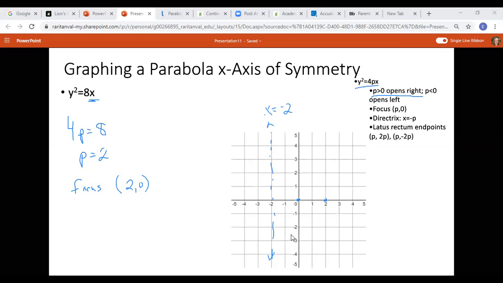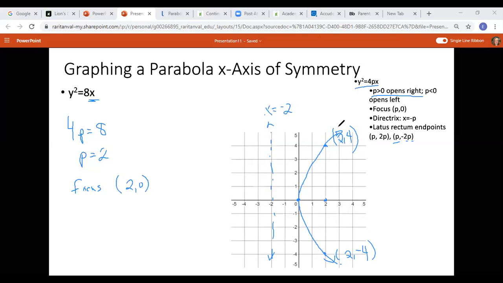Okay, and now we want the 2 endpoints of our latus rectum. p is 2, so 2p is 4. We're going to move up 4 from our focus and down 4 from our focus. So we have these points that are (2, -4), or (p, -2p), and (p, 2p), which is this (2, 4) point. So again, we have enough points to roughly sketch this.